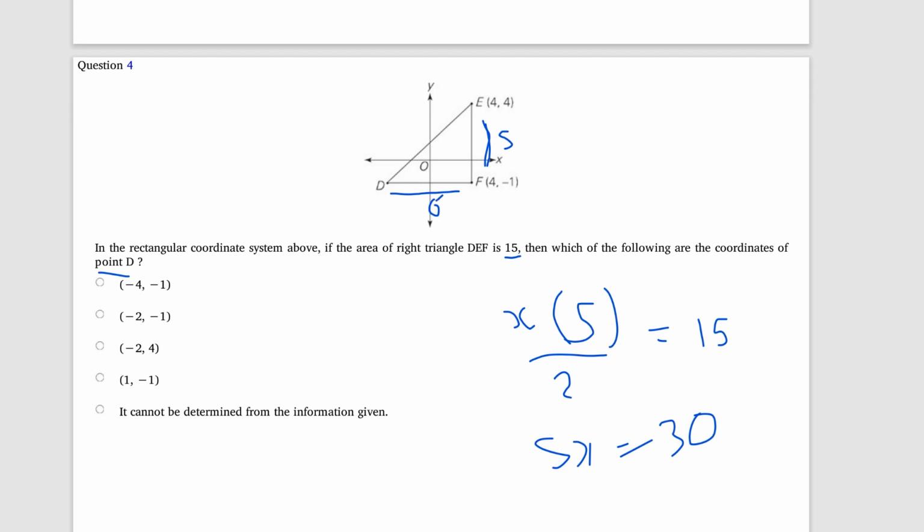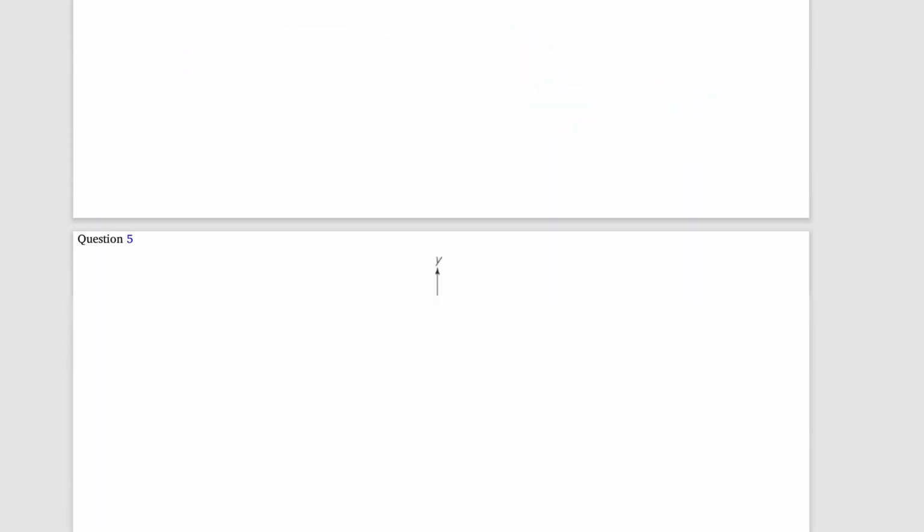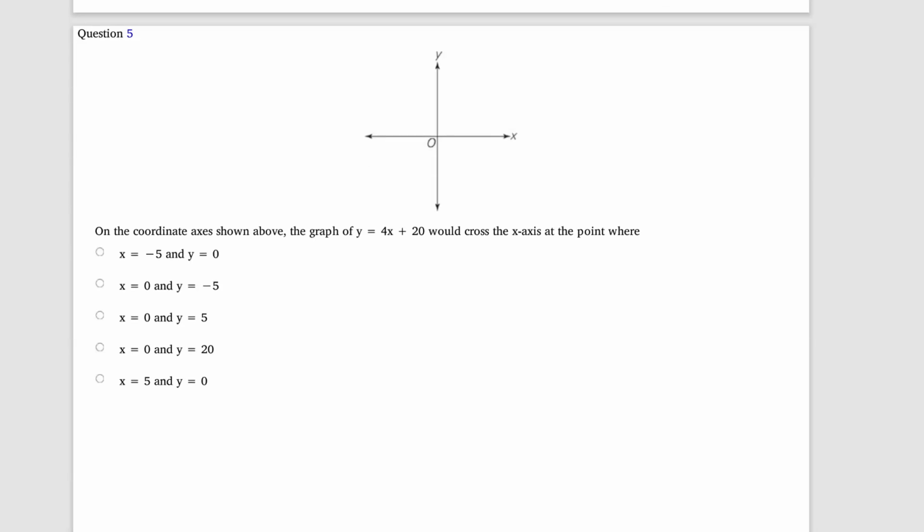Well, it's the same vertical height as coordinate F. So we know the y-coordinate is going to be -1. And it's 6 to the left of 4, the x-coordinate of 4 at F. If we go 6 to the left of 4, we get to -2. So the coordinate would be -2, -1. Answer B. Moving on. More and more geometry to get you practiced.